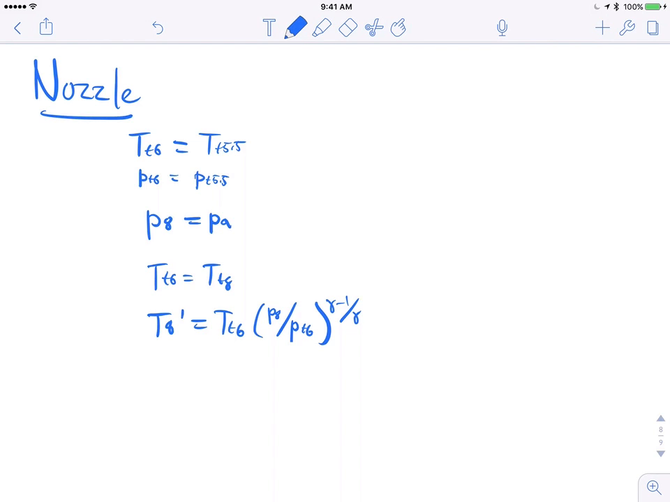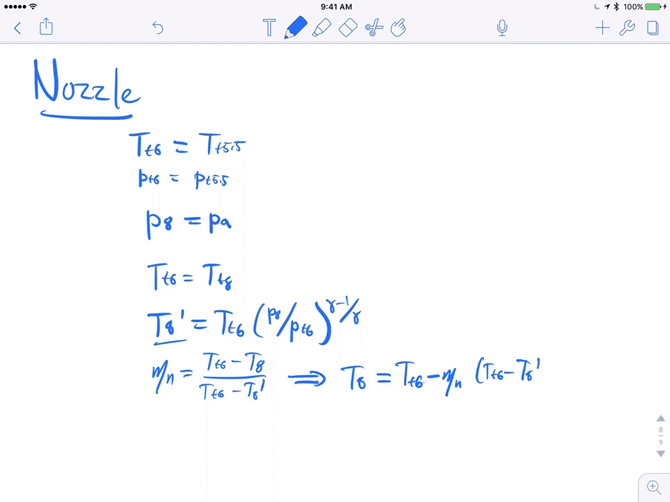So we can solve directly for our ideal static temperature here, and then we can use our nozzle efficiency, eta n, which is defined as TT6 minus the real discharge temperature over TT6 minus the ideal discharge temperature. We can reorganize that to solve for the actual discharge temperature of our nozzle, T8, which will be equal to TT6 minus eta n times TT6 minus T8 prime.